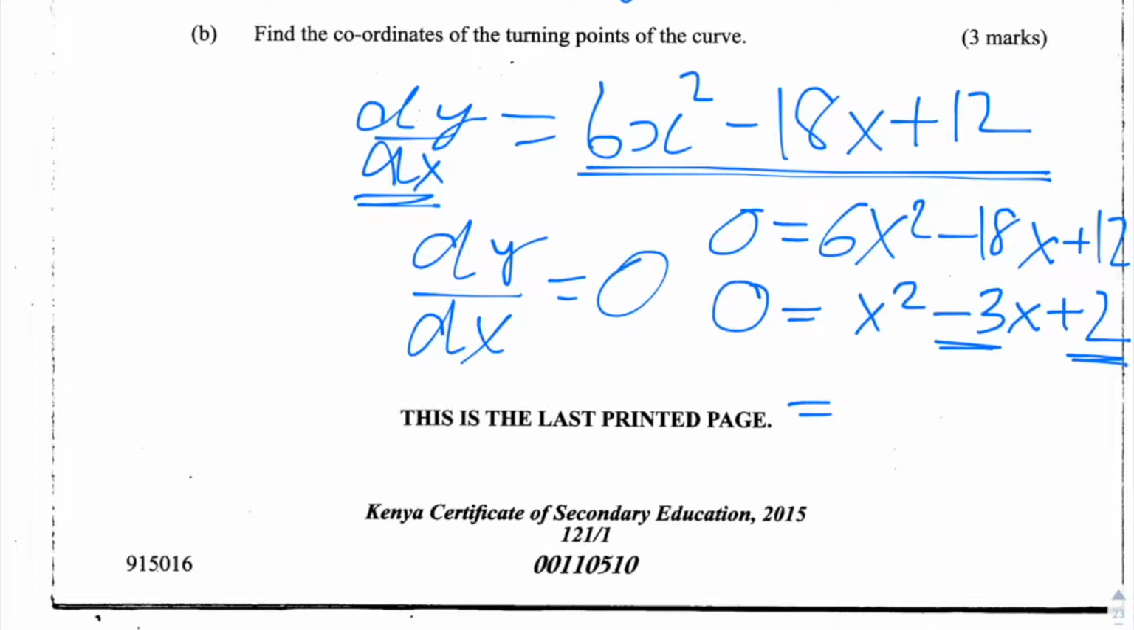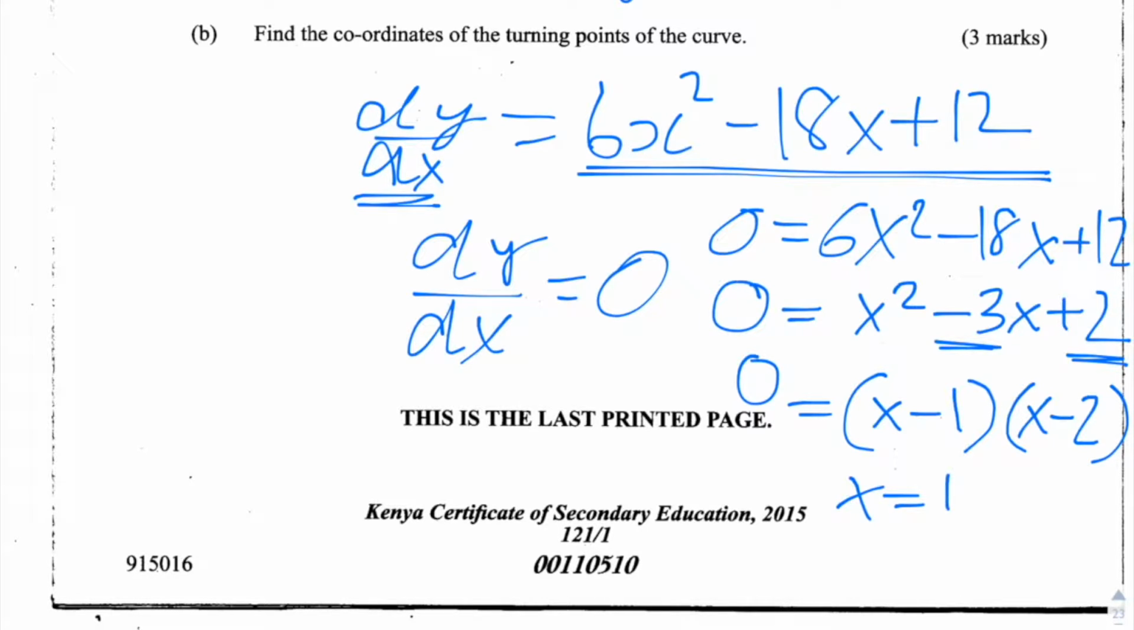So if you multiply two negatives, as we know, you get a positive. So we can put this into brackets and we get x minus 1 and then x minus 2 is equal to 0. And then we can solve for that. So we get either x is equal to 1 or x is equal to 2. So these are the two x coordinates for the turning points of the curve, but we're asked to give the coordinates. So we need both x values and y values.